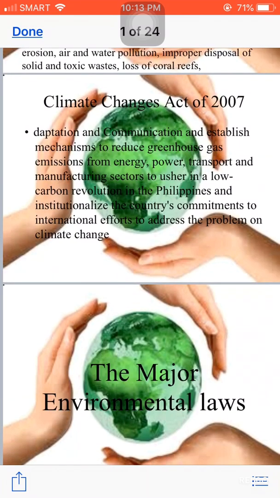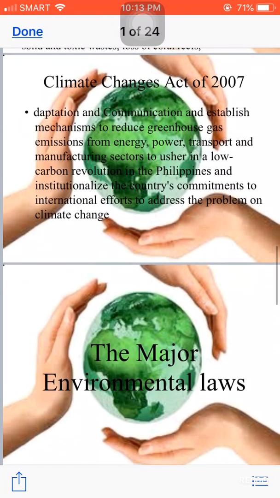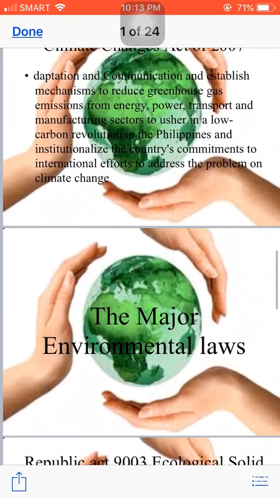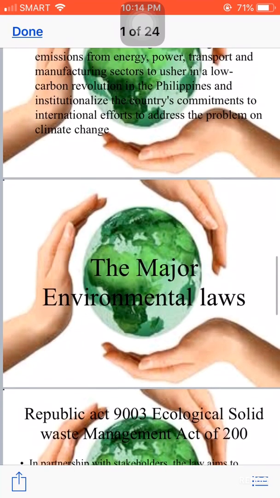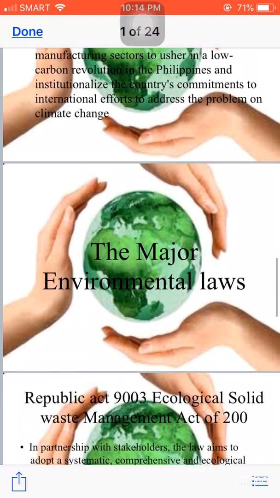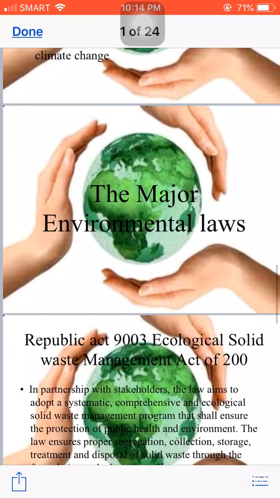Climate Change Act of 2007: adaptation and communication, and establish mechanisms to reduce greenhouse gas emissions from the energy, power, transport, and manufacturing sectors to usher in a low carbon evolution in the Philippines and institutionalize the country's commitment to international efforts to address the problem of climate change.